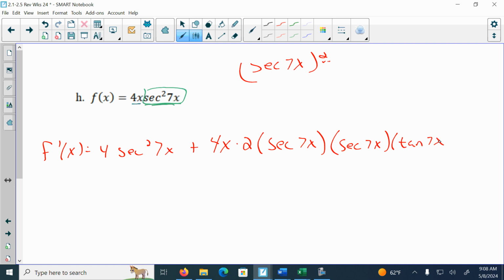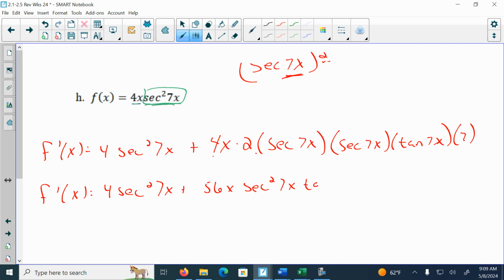And this whole time, I'm not changing that 7x. That 7x will stay the same. And now I take the derivative of what's inside. So now I'm taking the derivative of that 7x, which reduces to 7. So when I do this, this first one will just sort of stay the same. Then I have 4 times 2 times 7, so that's going to be 56x. I have 2 secants, so that's going to be secant squared 7x, and 1 tangent.